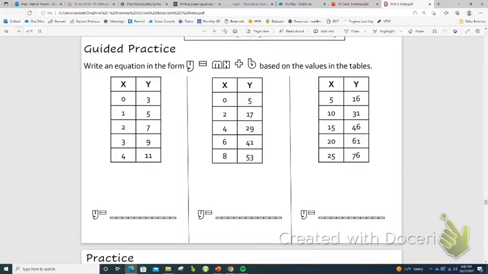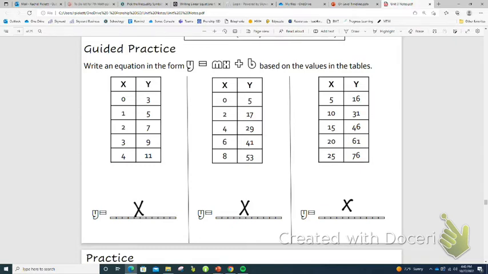So let's go ahead and practice this. Remember that all we have to fill in is the m and the b. We know y equals something x plus something else. So I'm just going to fill in my x's kind of in the middle of those equations. So let's start with this first example.